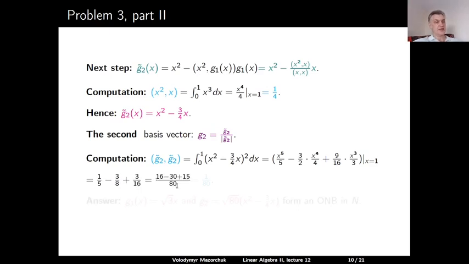The common denominator is 80, so from the first summand we have 16, from the second one minus 30, and from the last one 15. And when we compute this, we get 1 divided by 80. So the length of g2 tilde is 1 divided by the root of 80. And now we can say that the following two polynomials form an ONB in N. The first polynomial is root of 3 times x, and the second polynomial is root of 80 times (x squared minus 3/4 x). This is the answer to problem 3.